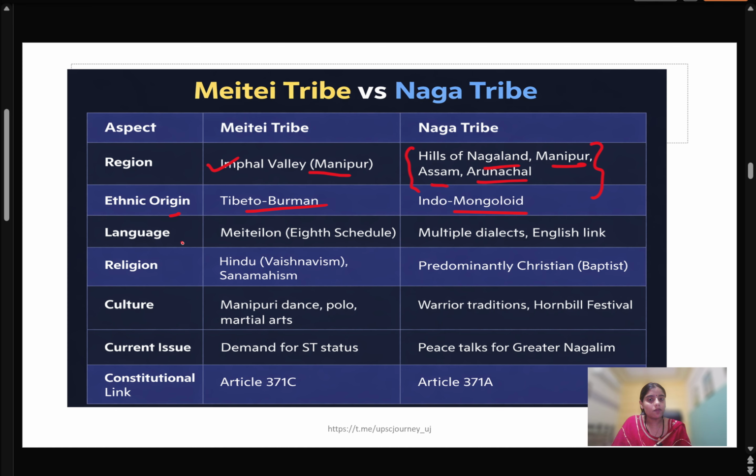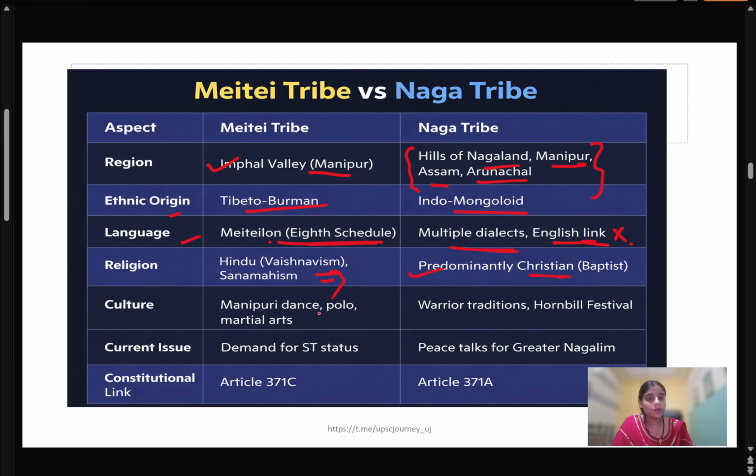If you talk about the language of the Meitei tribe, it's mentioned in the 8th Schedule, whereas the Naga tribes have multiple dialects and English link. So these are not mentioned in the 8th Schedule, very important. About religion, the Meitei tribe mostly are Hindu, belonging to Hinduism and Vaishnavism, and Sanamahi, which means they have both of Hindu religion. When you talk about Naga, these are predominantly Christians because they have converted to Christianity.